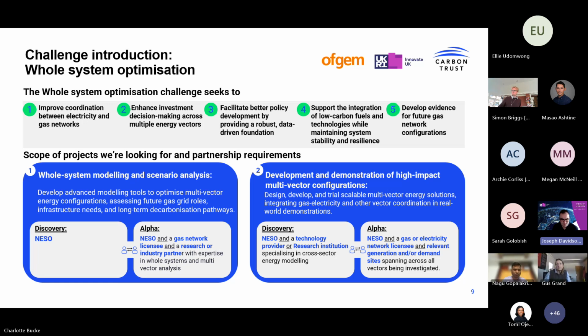They can be led by also the electricity and gas distribution and transmission networks, as well, can lead projects. Just NISO needs to be involved as a partner in Discovery and Alpha. So it's not a leadership of the project requirement. And we anticipate seeing projects, some of which you'll hear case studies of, examples where gas and electricity networks are leading whole system optimization case study projects from both the SIF and wider portfolio.